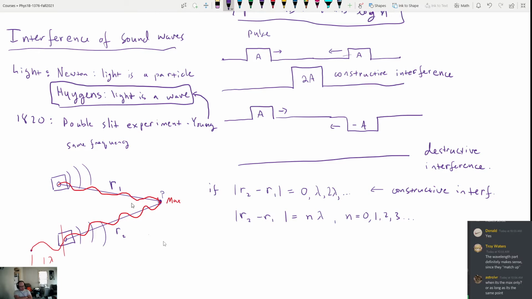When it's the max only or the same point. I guess what I'm trying to say is that maybe even writing the word maximum here is the wrong word to write, because really what we're trying to say is the two waves are synchronized at that point, right? They're synchronized, which means they're not interfering with each other, right? When one wave is on the up cycle and hitting a crest, the other wave is doing the same thing. When both waves go down, they both do the same thing. They're both doing this at exactly the same time at that location, right?